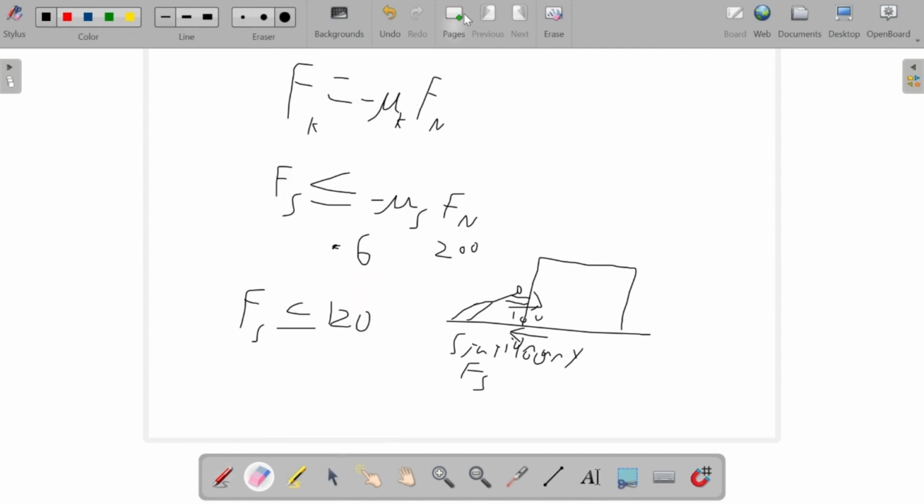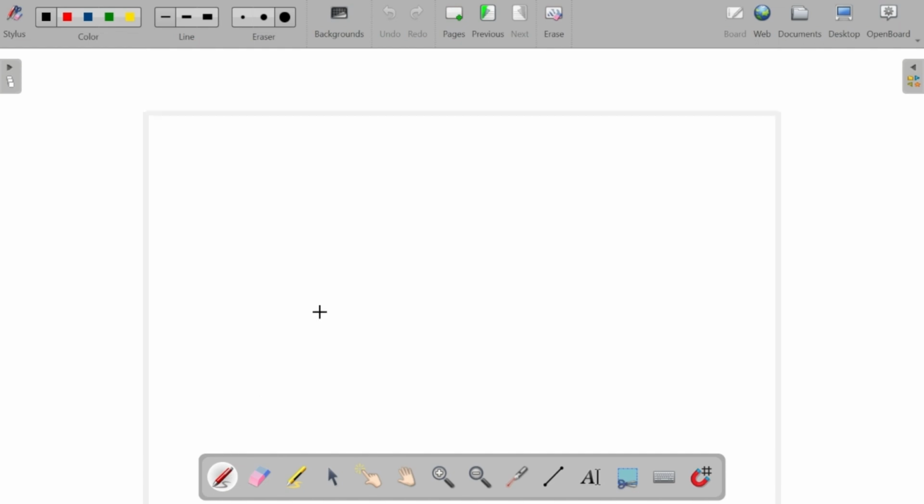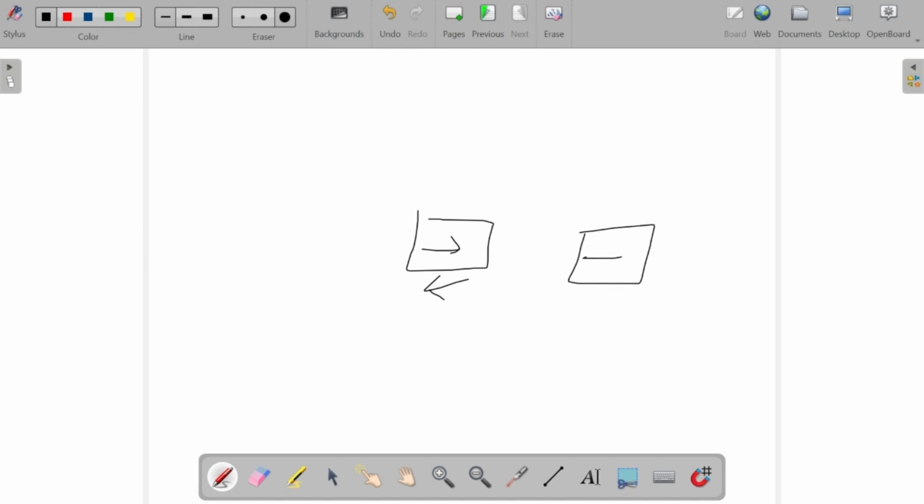Okay. Because of that, let's now talk about direction. So again, it's going to oppose motion. So it's going to go the opposite direction of motion. So if I'm pushing a box this way, then the friction is going to go this way. If I'm pushing a box this way, the friction is going to go this way. That's assuming the box is actually moving that direction, though.